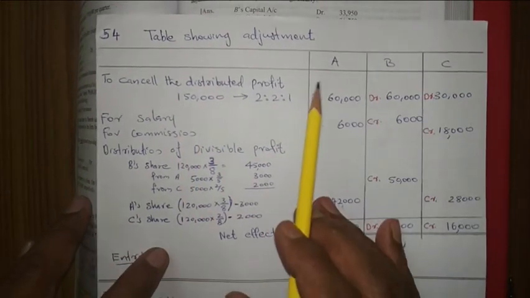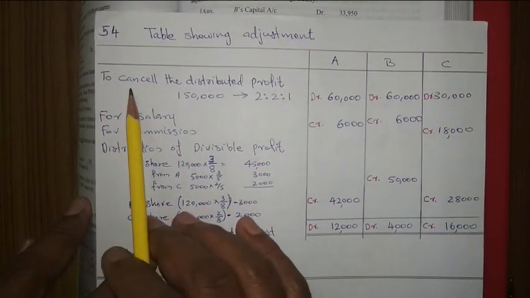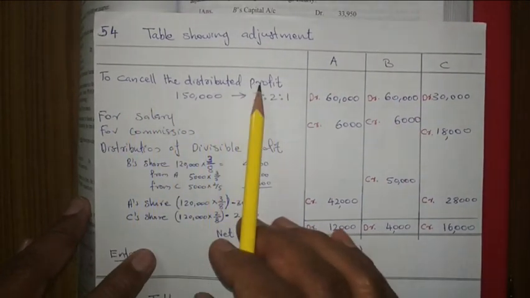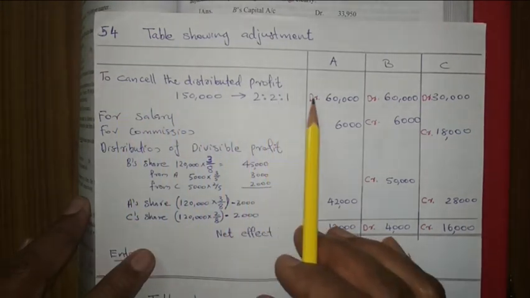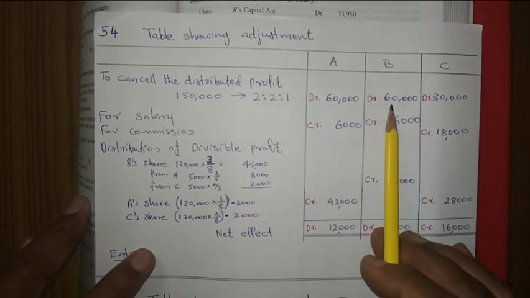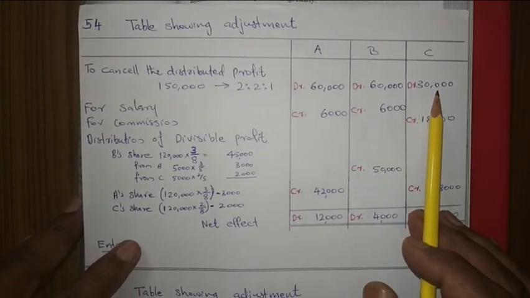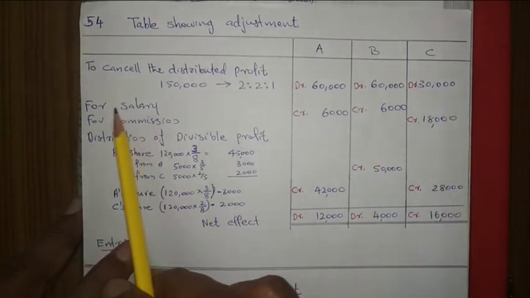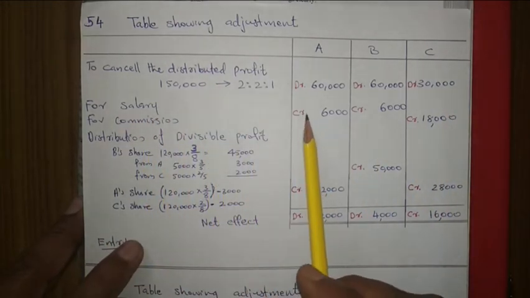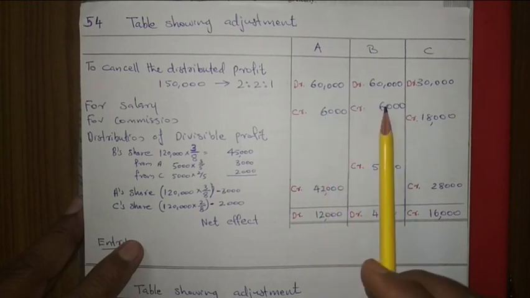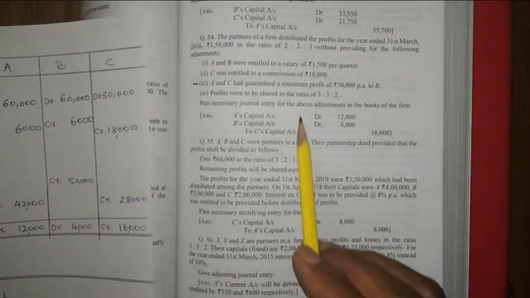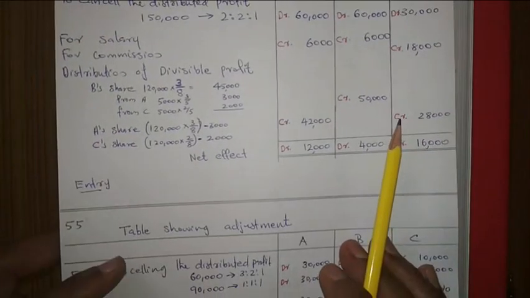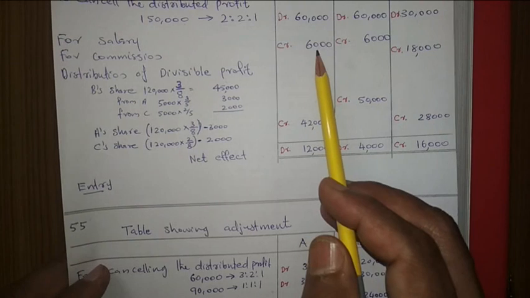Here firstly the names of the partners A, B, C, and firstly I cancelled the distributed profit. The net profit is this one, 1,50,000. At the cancellation time, in whichever ratio they have distributed, in that ratio it is debited. Okay, so 60,000, 30,000 is coming, their respective share of net profit that we are cancelling. Then salary two partners are getting, it is 6,000 and 6,000 for A and B, and the commission for C is 18,000. That amount is given directly, and that salary was 1,500 per quarter, so it is multiplied with 4, then only this 6,000 is coming.